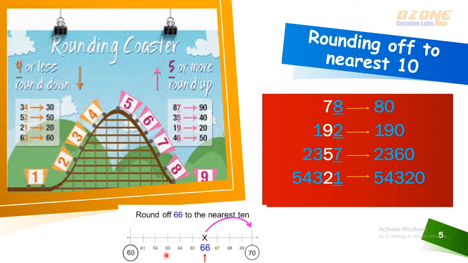Here we will see one example, that is rounding of 66 to the nearest 10. So we will write numbers from 60 till 70. So 66 is standing in this position, which is closer to 70. So the rounded form of 66 to the nearest 10 is nothing but 70.